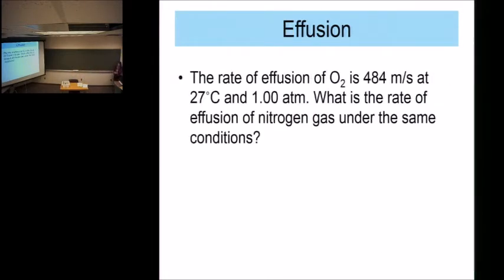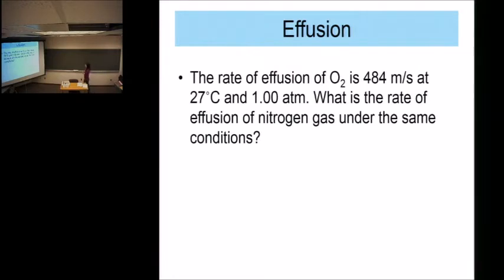So here's one. The rate of effusion of O2 is 484 meters per second. What is the rate of effusion of nitrogen gas under the same conditions? Okay, now we have a rate. You guys know what rate is, right? You know what the units of rate are. Okay, and don't be thinking ideal gas law here. Okay, that's not going to work, even though we have temperature and pressure. Those are just the conditions. We don't ever have a rate in the ideal gas law, so we're not going to use that one. We're going to use Graham's law of effusion here.